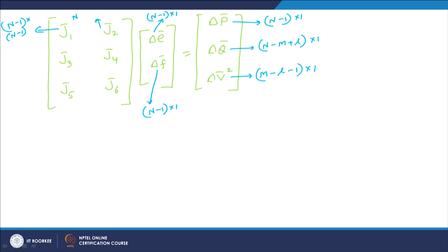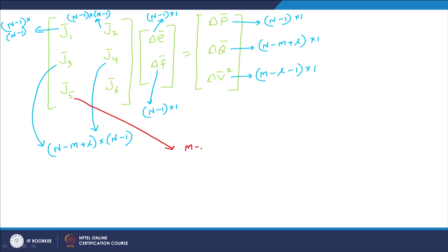J2 also remains n minus 1 cross n minus 1. J3 changes. It now becomes n minus m plus l cross n minus 1. J4 is also the same. What happens to J5 and J6? J5 becomes m minus l minus 1 cross n minus 1, and J6 is also the same. So, these are the new changed dimensions of the different submatrices.